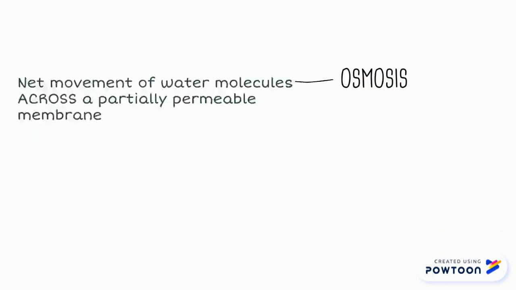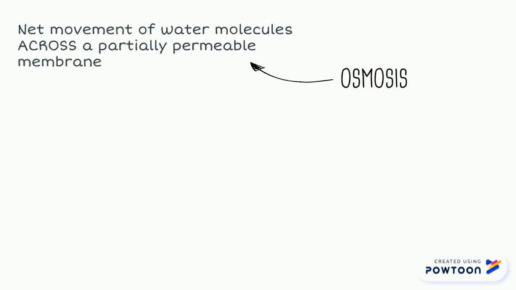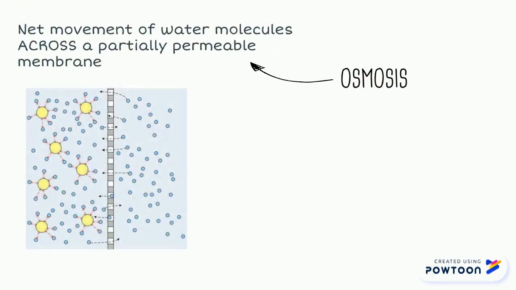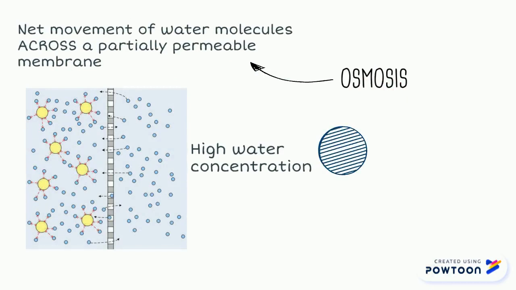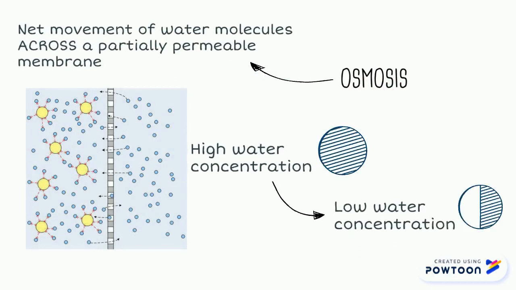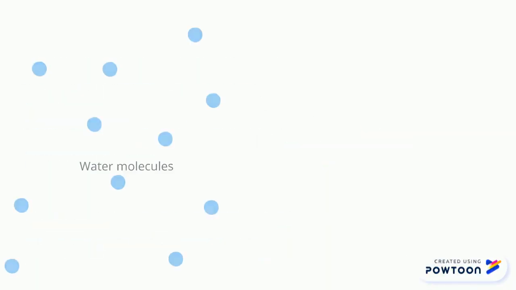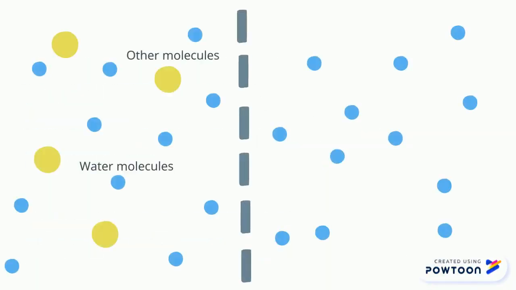Osmosis is the net movement of water molecules across a partially permeable membrane from a region of high water concentration to a region of low water concentration. A partially permeable membrane has very tiny holes which only water molecules can pass through.